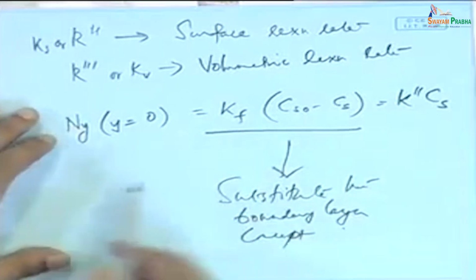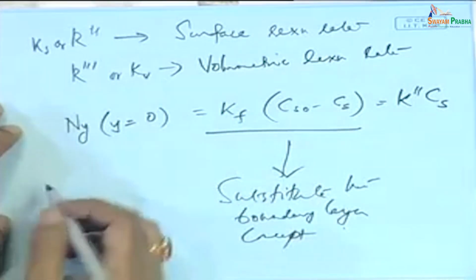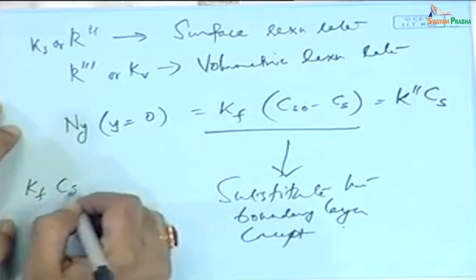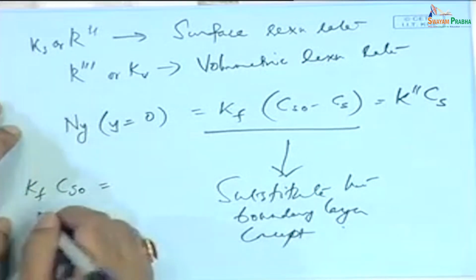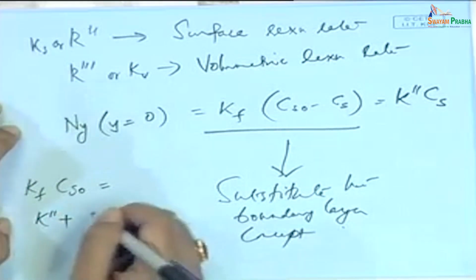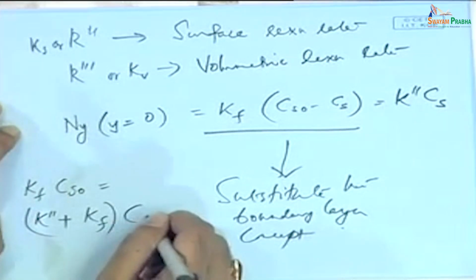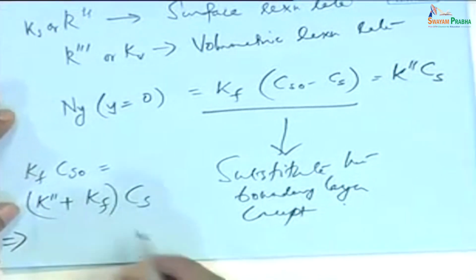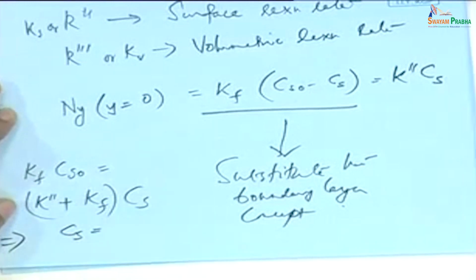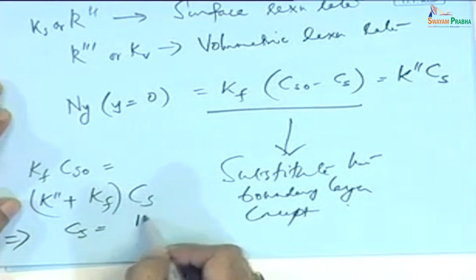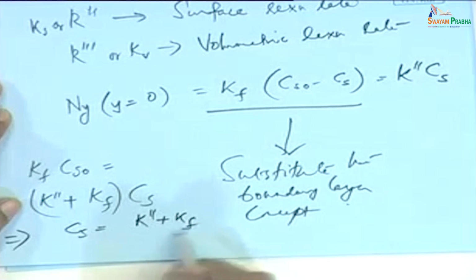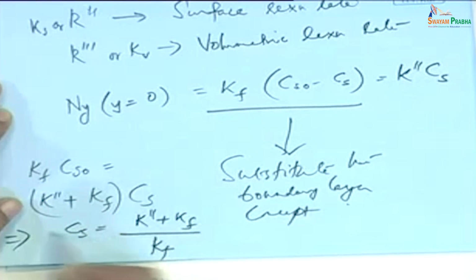So, if you do that, then from this you can directly get kf times Cs naught equals k double prime plus kf times Cs, which implies that Cs equals kf over k double prime plus kf.